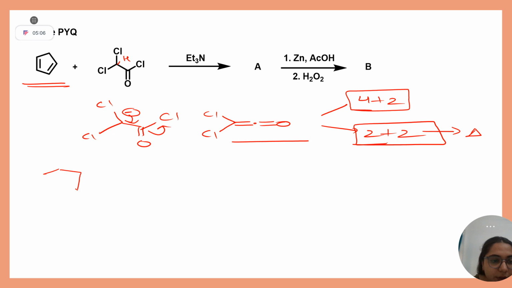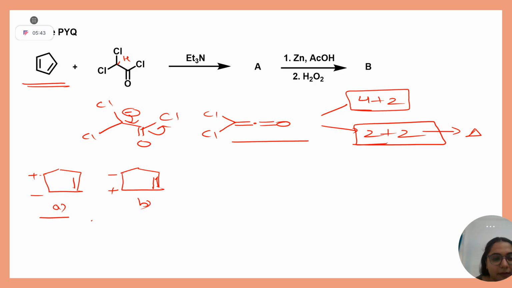Now let's talk about its regioselectivity. There are two options, students. Either I can make it like this, or I can make it like this. A and B. Can you tell me which intermediate is relatively more stable, A or B? I think A, ma'am.